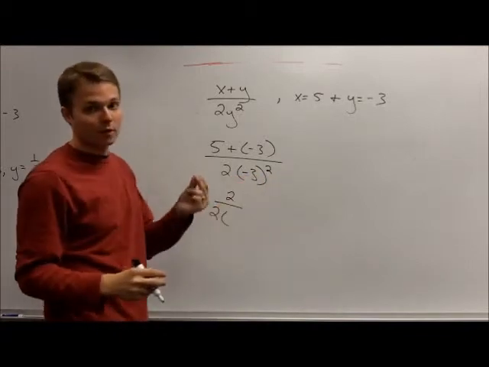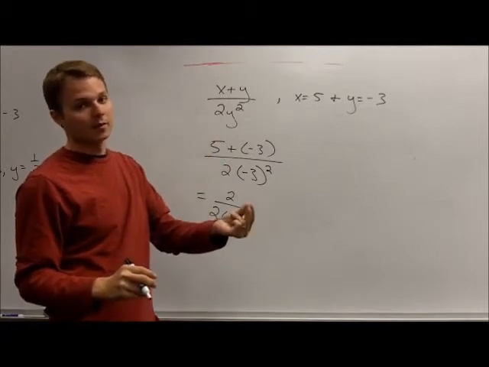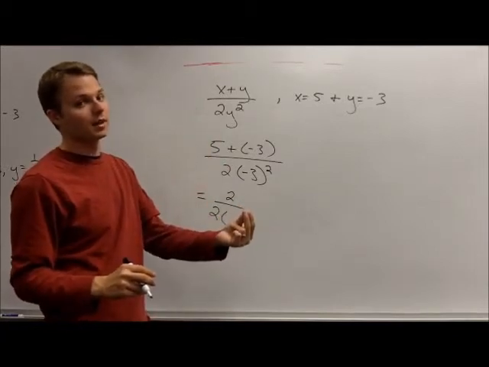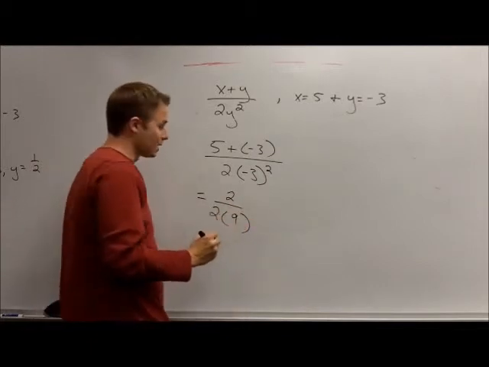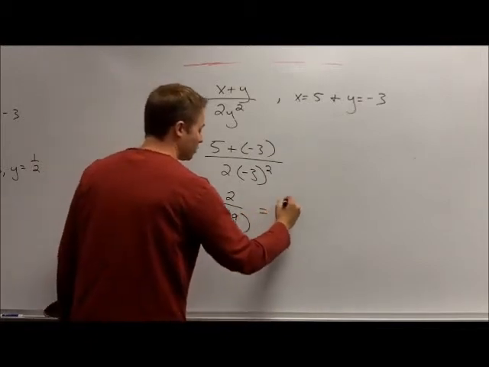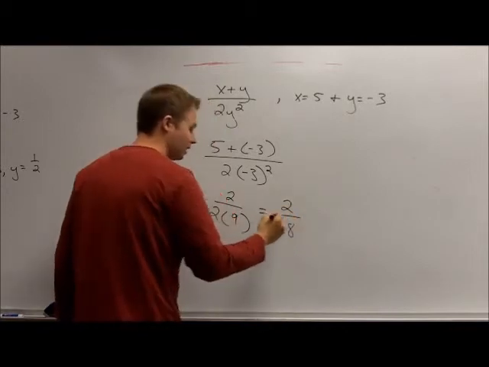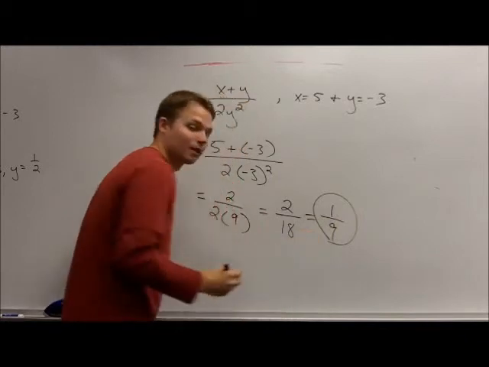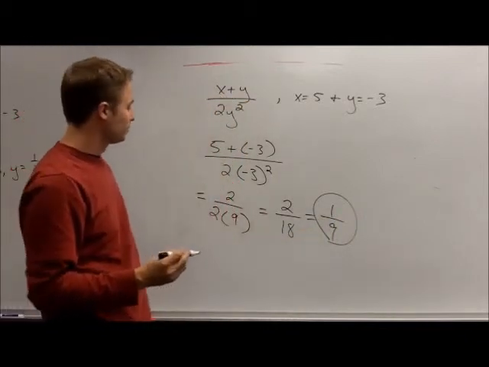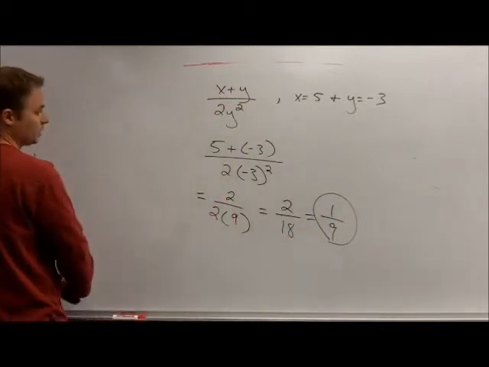-3 squared, now be careful, this is -3 times -3, so that becomes a positive 9 because it's a negative times a negative. So this will become 2 times 9 in the denominator. So I'll end up with 2 over 18, or just 1 over 9 for my answer. We'll try one more.